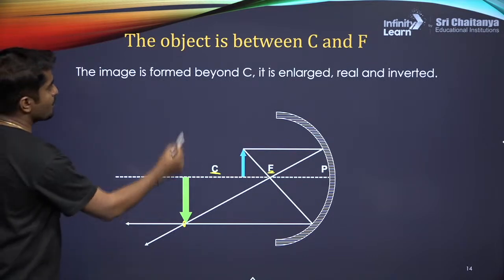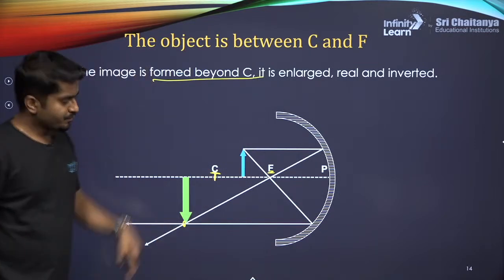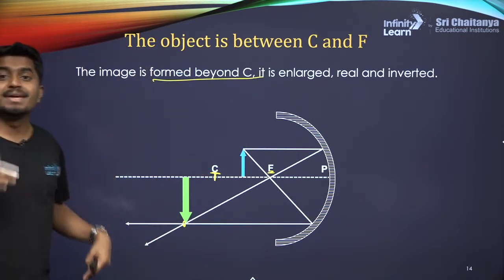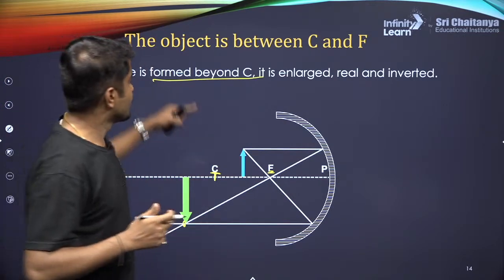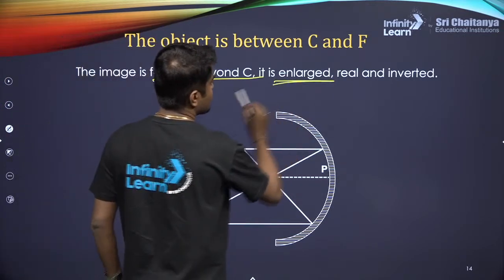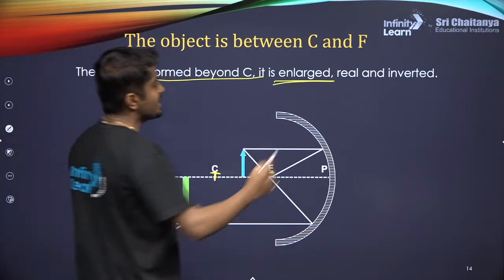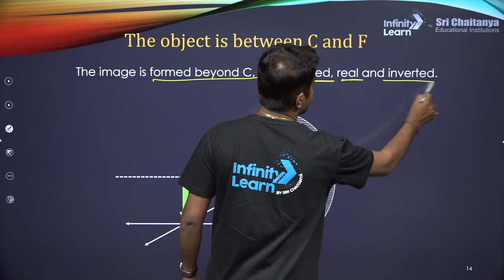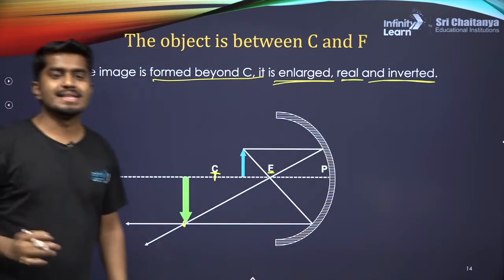Where is the image formed? The image is formed beyond, see there is a point C, the center of curvature. The image is formed beyond, or further away from, the center of curvature. It is enlarged. The image is larger than the object, and real and inverted. Clear? Now the last two cases.